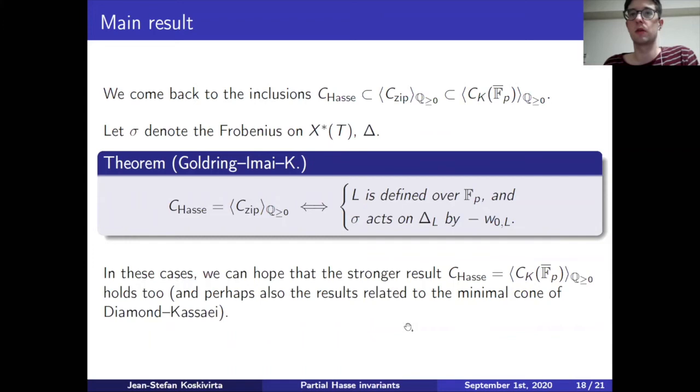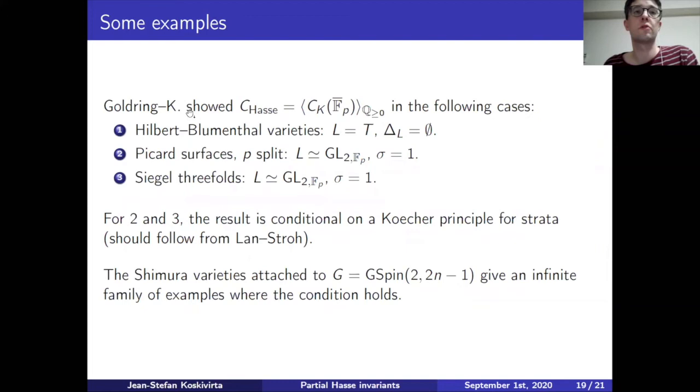So let me give you some examples of Shimura varieties that satisfy this condition. First of all, in previous papers with Goldring, we showed that the stronger equality holds in a few cases. First of all, there is the Hilbert-Blumenthal case that Pilloni talked about. Our method is completely different because it uses the stratification on the Shimura variety to get the result. And it also applies to other schemes, not only Shimura varieties. In this case, L is equal to T, so delta L is empty. So obviously the condition holds here.